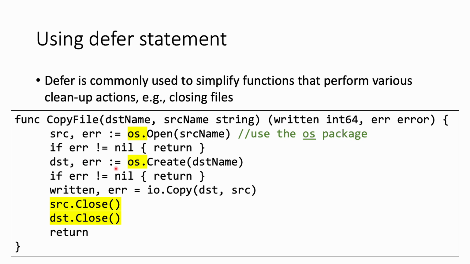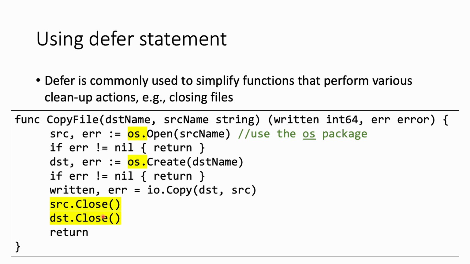Otherwise, it proceeds to open the destination file for writing using the call to function Create in the os package. And then it also checks if the call to the function Create is successful or not, and if not, then it will return. Otherwise, it will make the copy from the source file to the destination file, and then afterward it closes both the source file and the destination file and then returns.